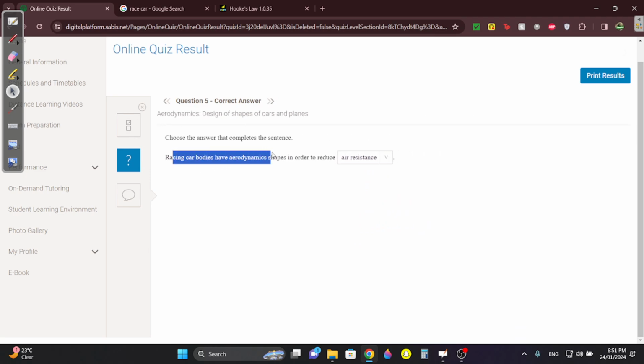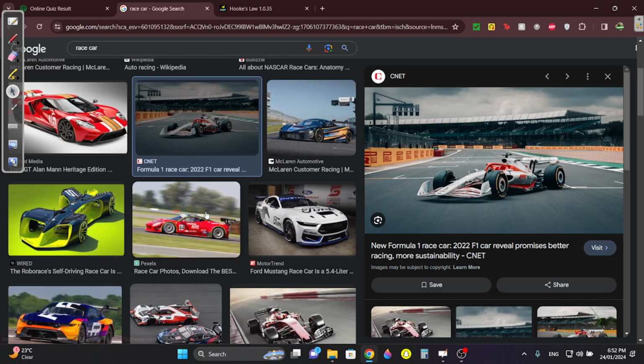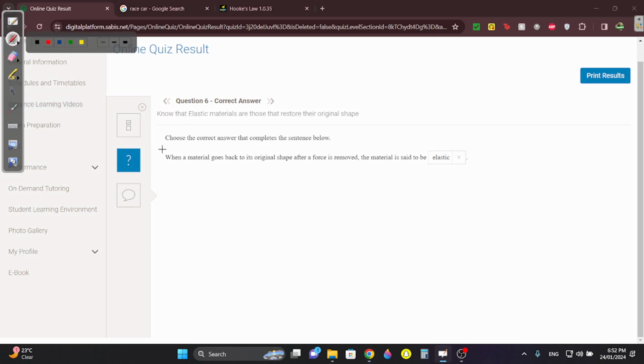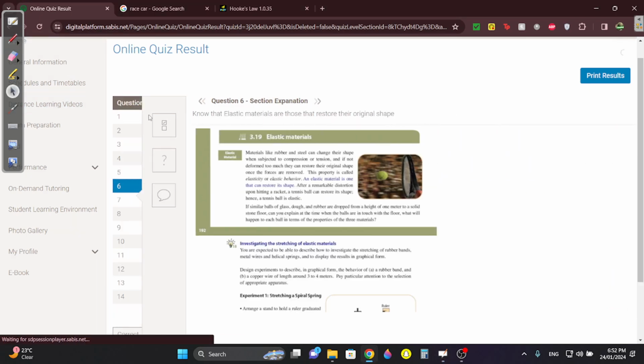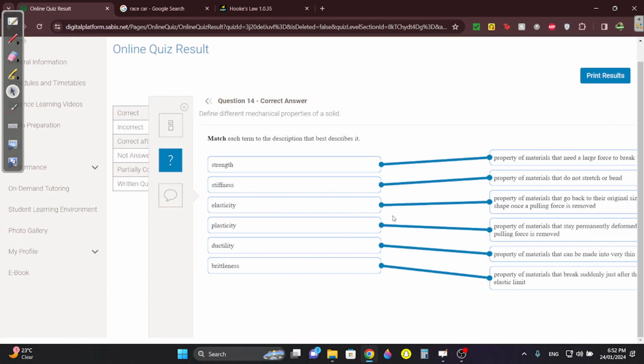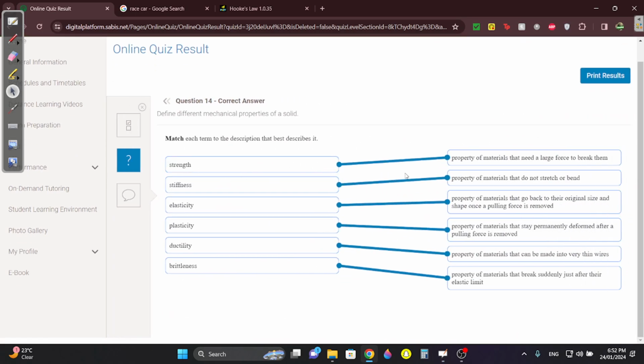Question 5. Racing car bodies have shapes in order to reduce air resistance, and I showed you this. I know these shapes. Question 6. When a material goes back to its original shape after the force is removed, the material is said to be elastic. This one you memorize, honestly. These ones you just memorize them. I can't really explain them. You memorize each one.